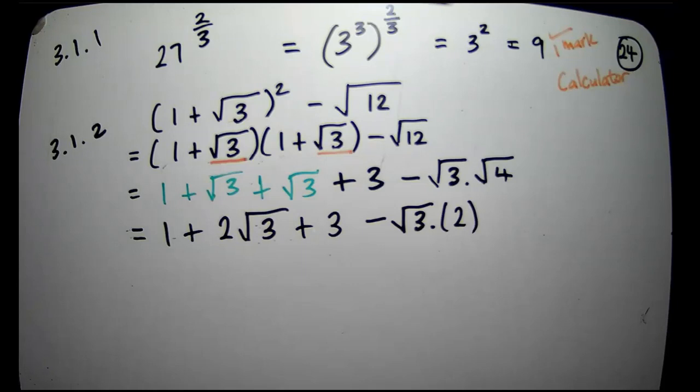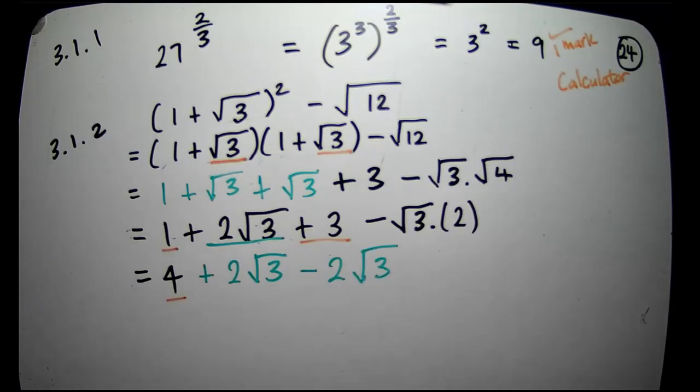1 plus 3 is 4. And then I can rearrange the 2 root 3, right? 2 root 3, and notice the 1 at the end here, I can rearrange it as 2 root 3, right? Now those two are going to subtract each other, and I'm left with 4. Okay, I hope that makes sense.